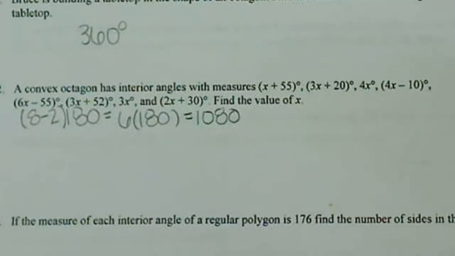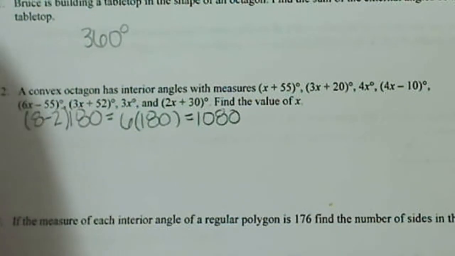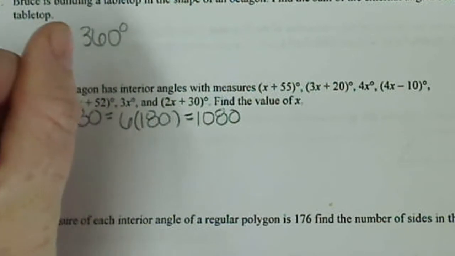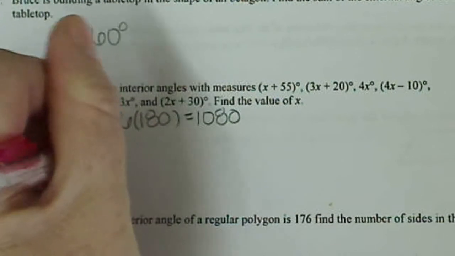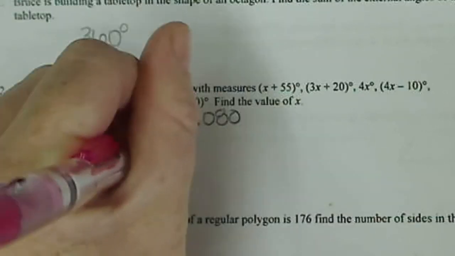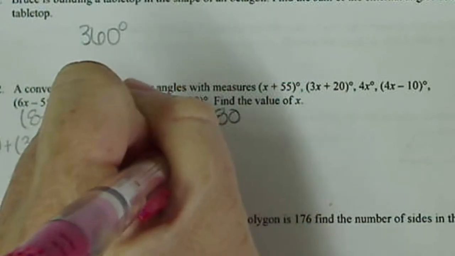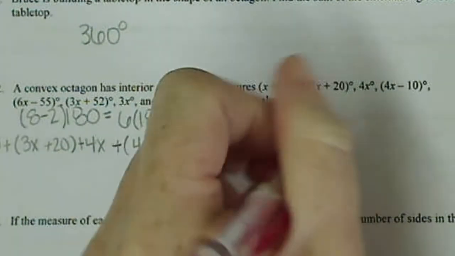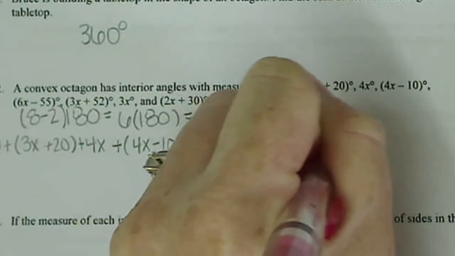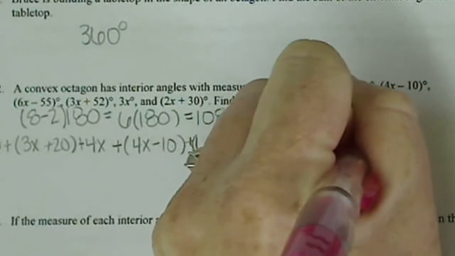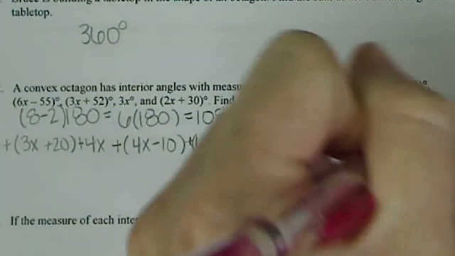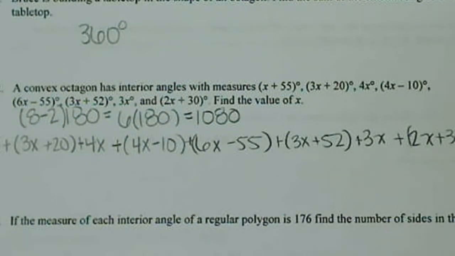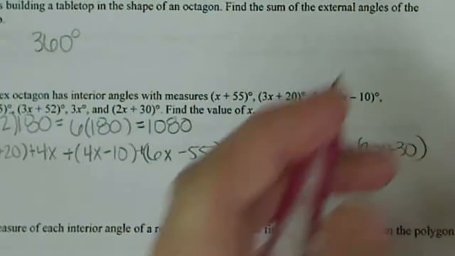So let's make an equation by adding them all up. We've got x plus 55, 3x plus 20, 4x minus 10, 6x minus 55, 3x plus 52, 3x, and 2x plus 30. All of these angles add up to equal 1080 degrees.